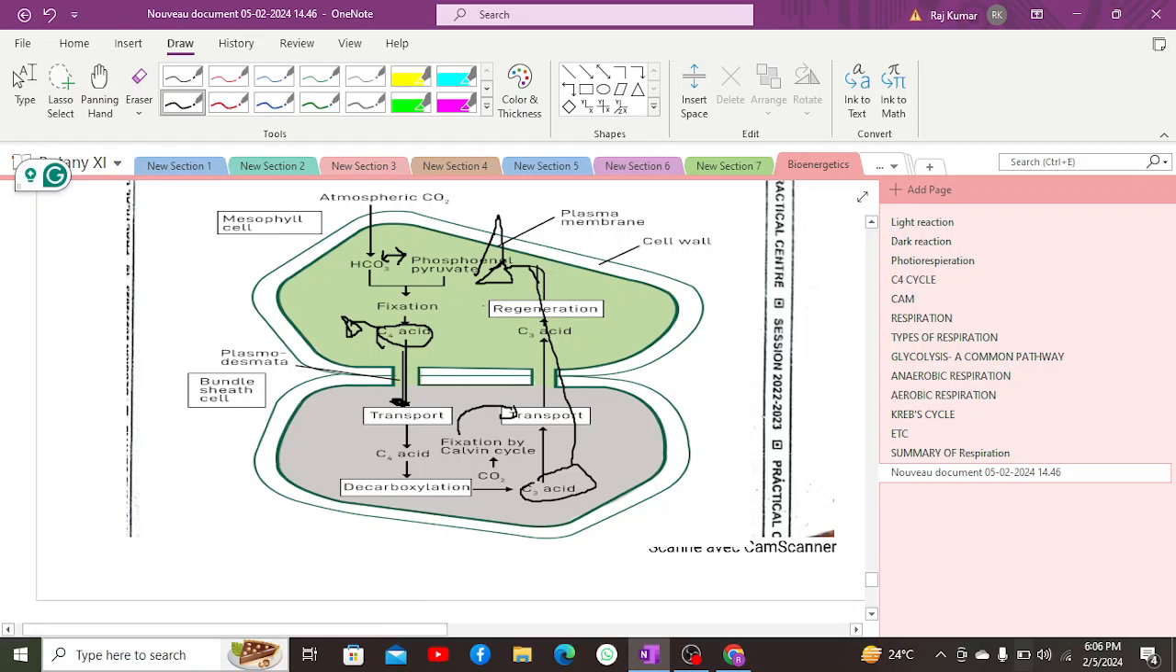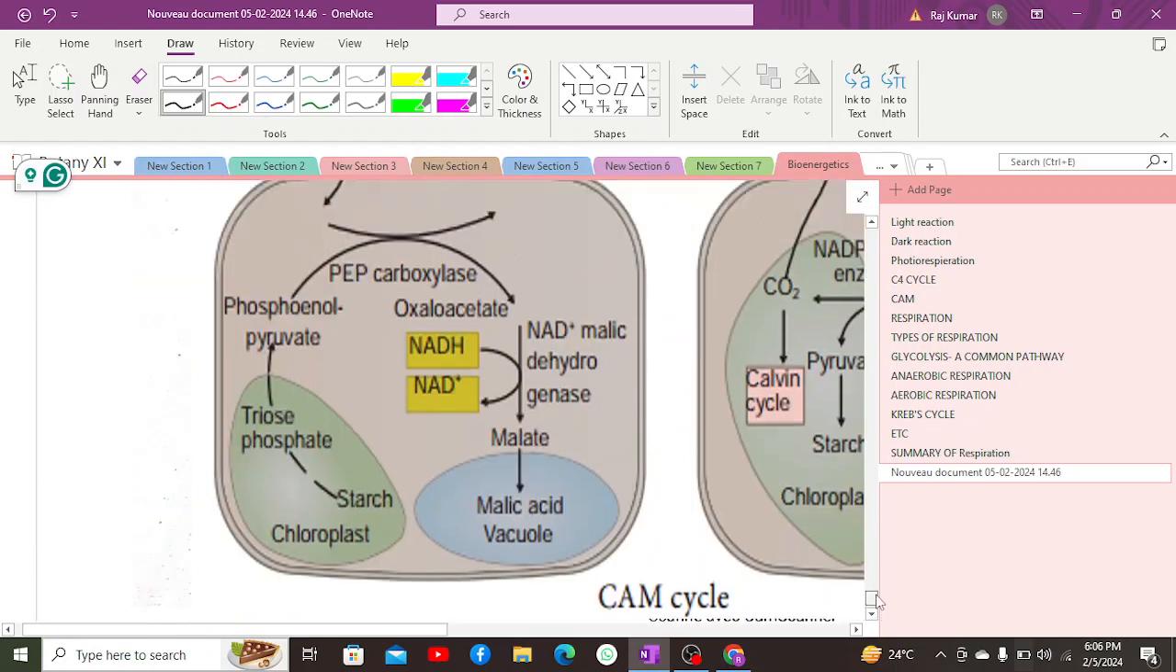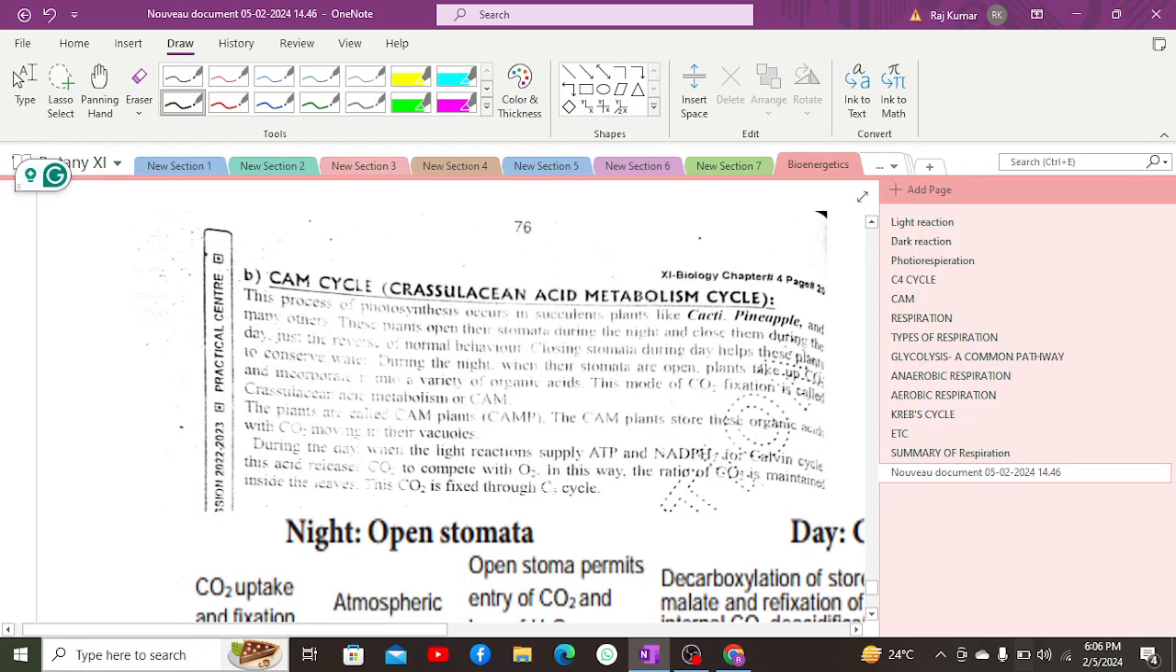Now this is how the basic mechanism occurs, and apart from that, the CAM cycle is also simple, in that it is an adaptation occurring in plants of the Crassulaceae family. Examples include Euphorbia, Bryophyllum, and Agave. Moreover, other succulent or xerophytic plants which survive in dry and tropical conditions include cacti, pineapple, and many more. These are some plants in which the crassulacean acid metabolism cycle occurs.